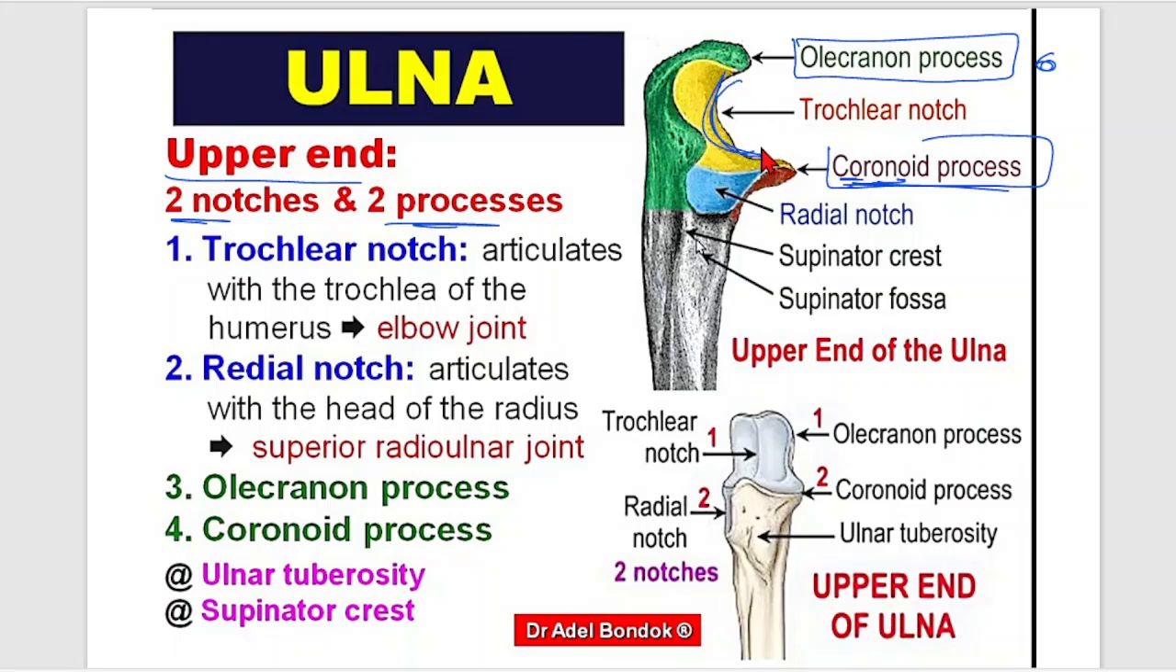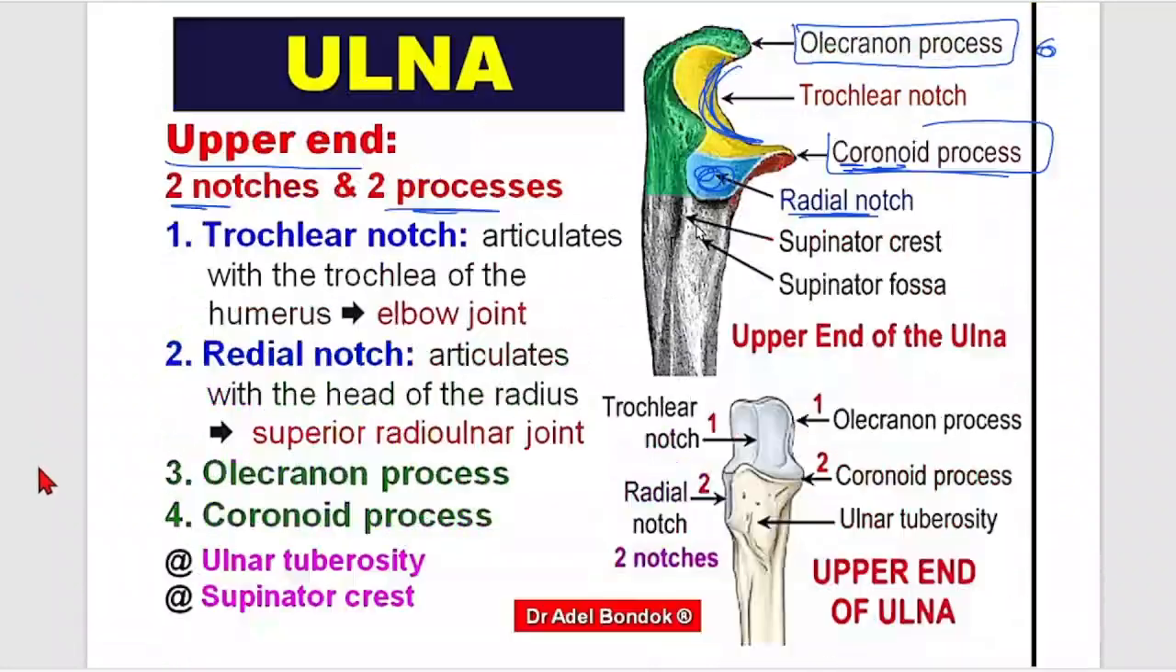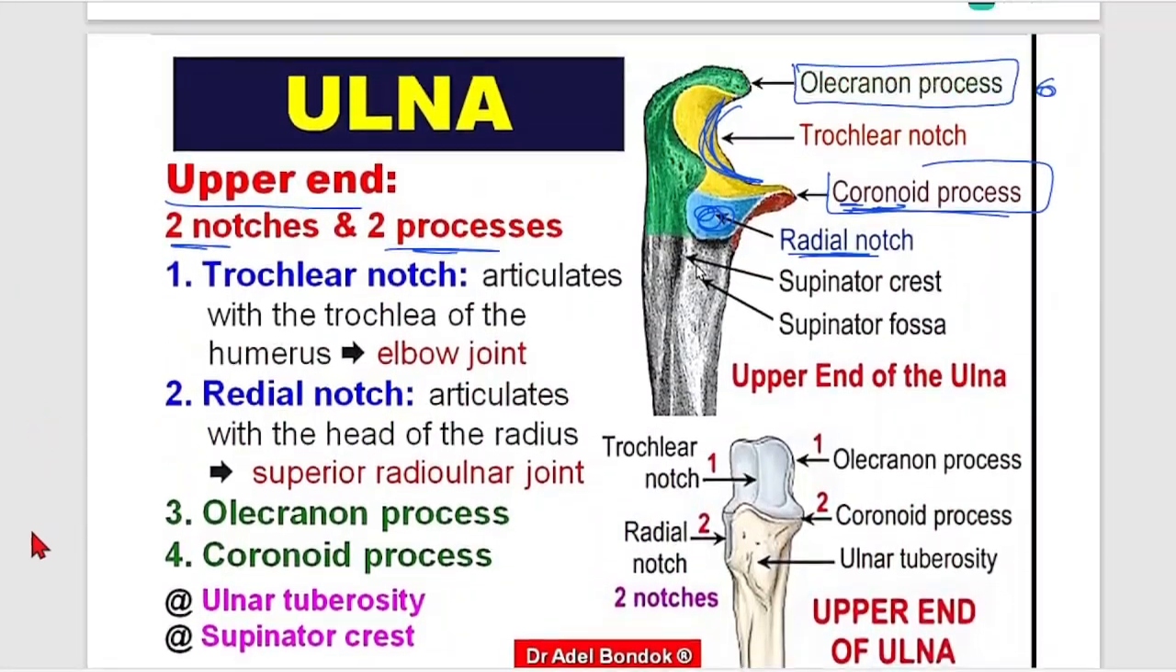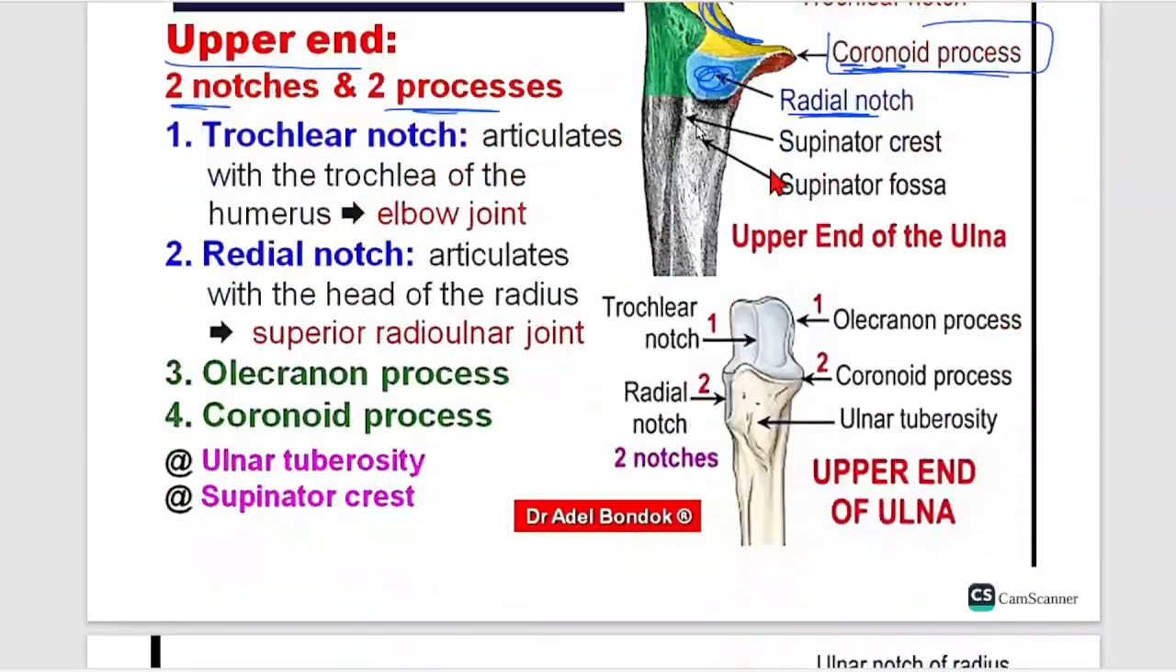And this is the trochlear notch, which we have already discussed. This is the radial notch, because the head of the radius is attached here. Now the processes we have already discussed: two processes, one is the olecranon process, another is the coronoid process.